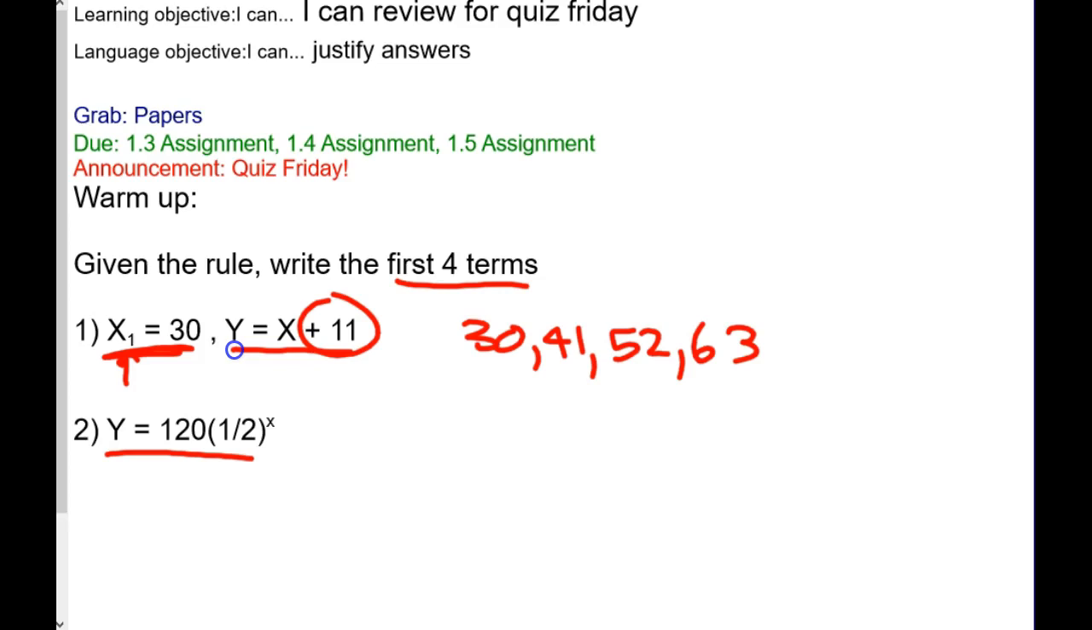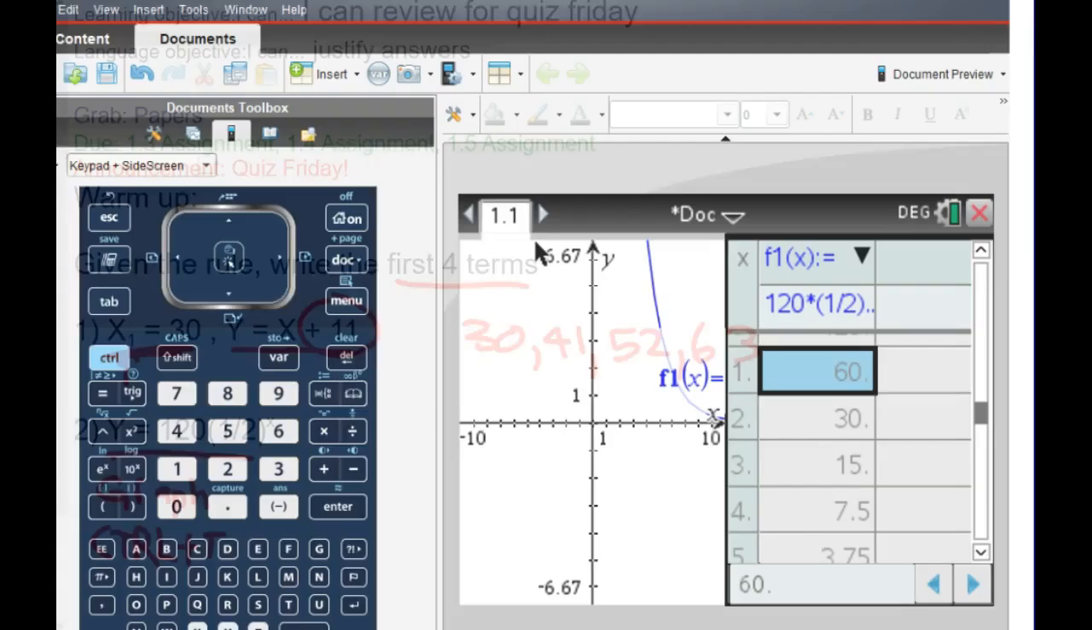Number 2, there's no first term, but we can still get the first term. I think the easiest way might be to get a table. And do we remember how to get an equation to give us a table? How do I get a table from a calculator from an equation? Okay, so we go and we hit graph, type it in, and then we press Control T. Cool? So let's do that.